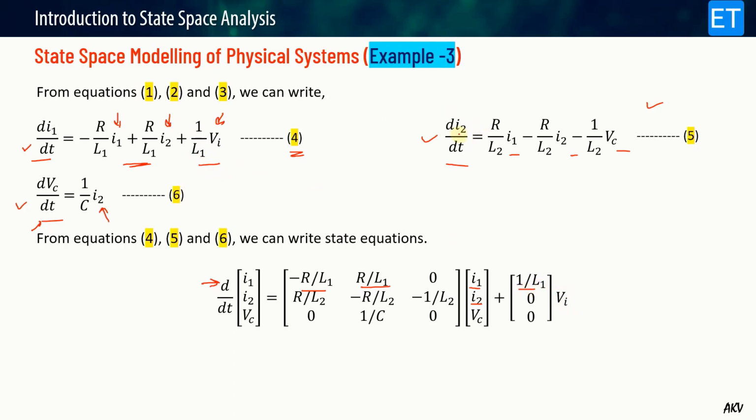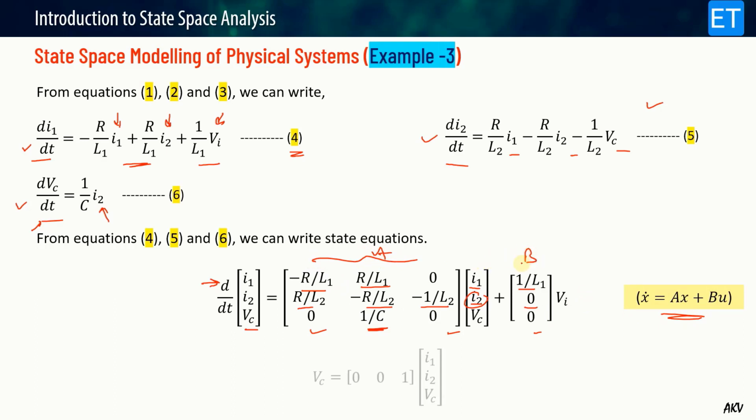Okay, similarly the second equation, d by dt of I2, that is R upon L2 I1 minus R upon L2 I2 and minus 1 upon L2 Vc. It has no input Vi term, so it is 0. And in third equation, d by dt of Vc equal to only 1 upon C I2. So it is related only with the second term I2. So 1 upon C, all other terms are 0. So this is how I could achieve this x dot equal to Ax plus Bu. So this is my A matrix and this is my B matrix.